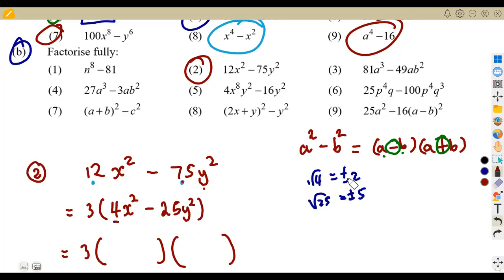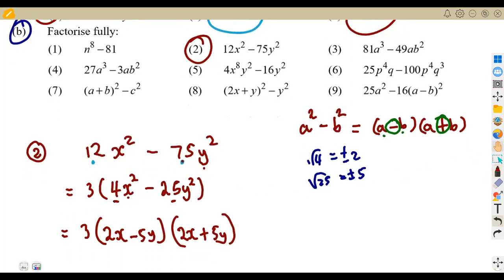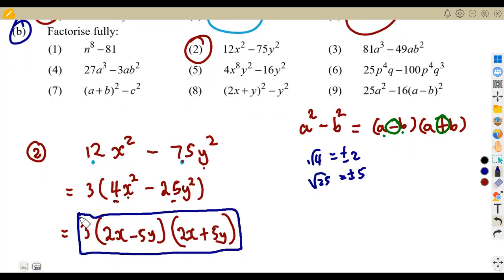The square root of 4 is 2, so we're going to have 2. The square root of x squared is x. So we're going to have 2x also in this bracket, right? The square root of 25 is 5, and the square root of y squared is y in this case. One is going to subtract, the other is going to add. So that means we now have this in a factorized manner. It's now fully factorized when it's like this.